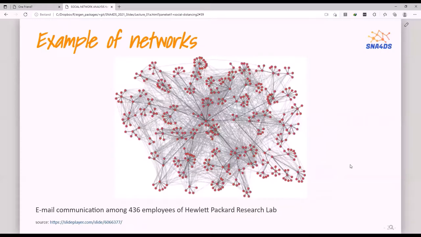So here's an example of another network, and you can see there's more going on. This is 436 employees at Hewlett Packard, and this is a well-known study where they looked at how people interact with each other. We may come back to this a little later on, because even if you look at it right now, you may already see some structure. But as soon as you start using some quantitative measures, you can very clearly see that there are very clear structures going on that you see a lot in organizations.